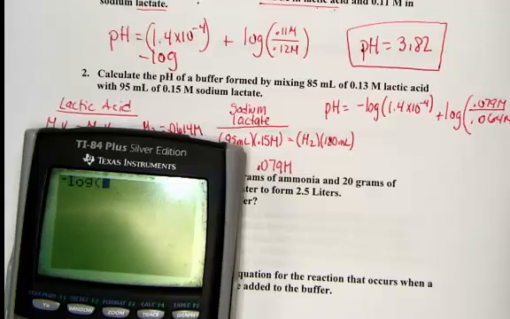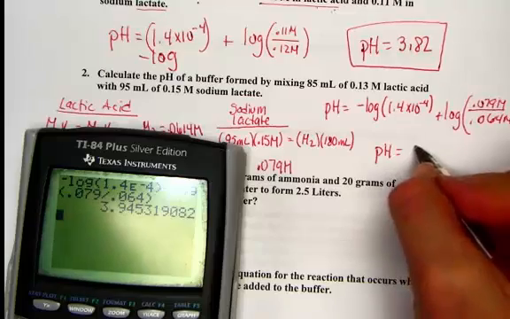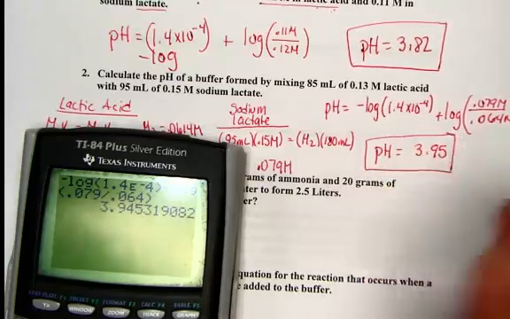So negative log of our Ka, 1.4 E negative 4, plus the log of the ratio, 0.079 divided by 0.064, and our pH for this buffered solution is 3.95 pH units.